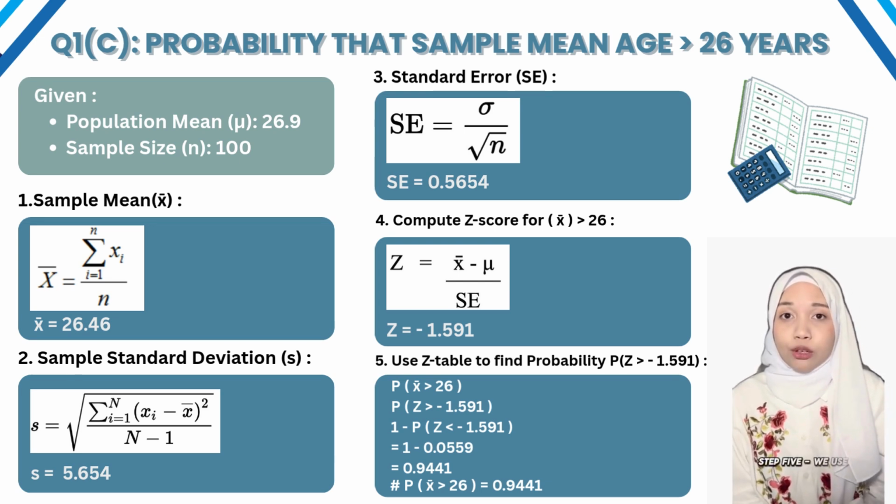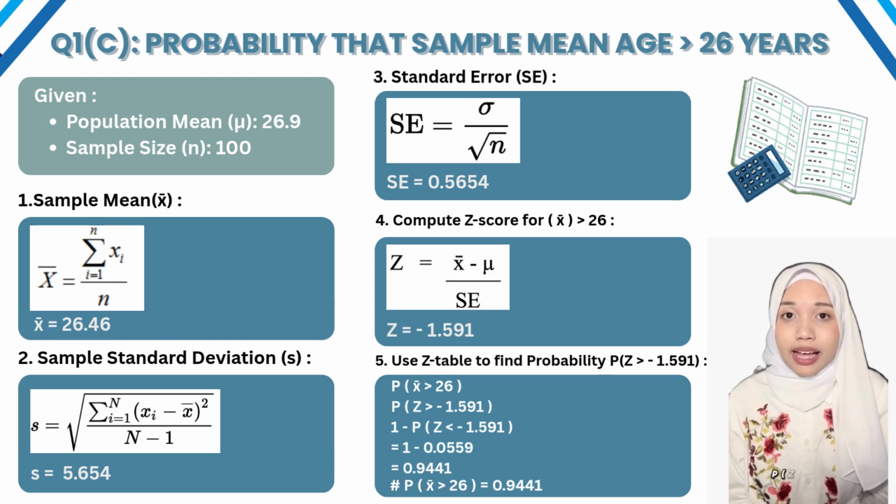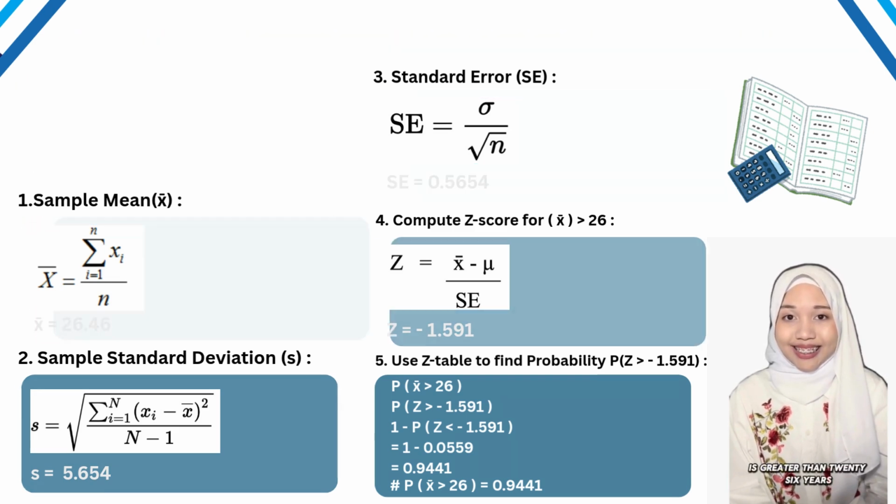Step 5, we use the Z-table to find the probability. We find the probability that the sample mean is greater than 26 years. So we find the probability Z more than negative 1.591 from the table. That's approximately 0.9441 or 94.41%. So overall, there's a 94.41% probability that the sample mean is greater than 26 years.